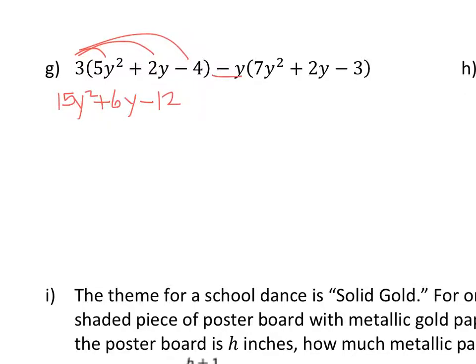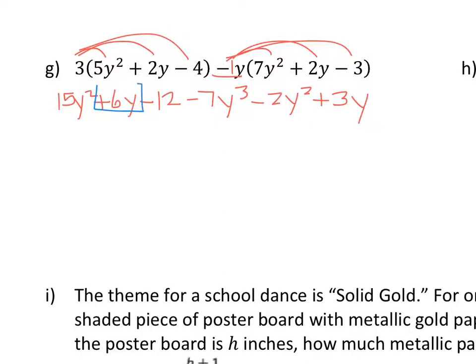Then distributing negative y. Again, there's an invisible 1. Negative 1y times 7y squared is negative 7y to the 3rd. Negative 1y times 2y is negative 2y squared. And negative 1y times negative 3 is positive 3y. We've got 6y and 3y. We have 15y squared and negative 2y squared. The other two don't match up.